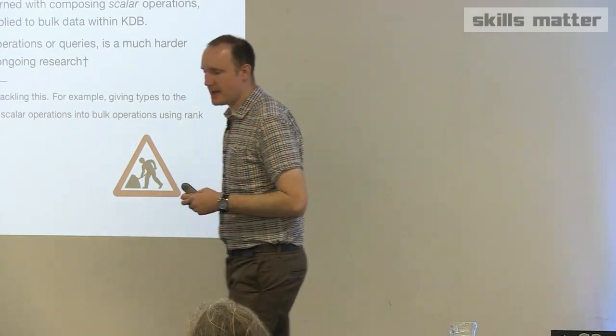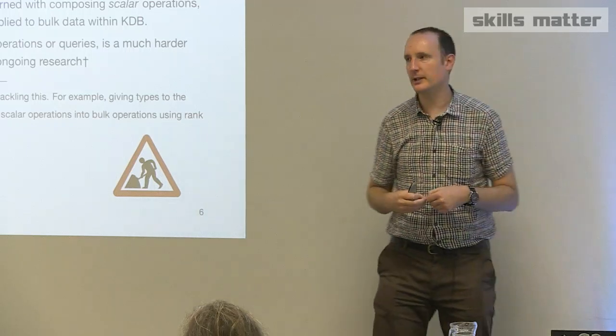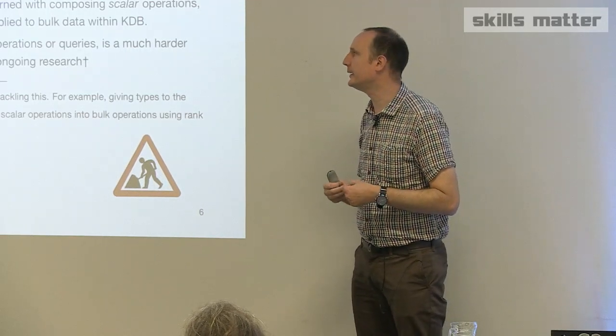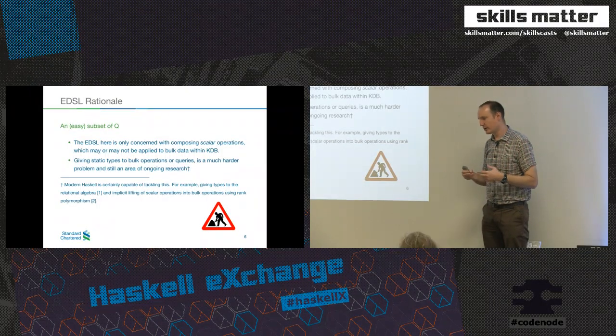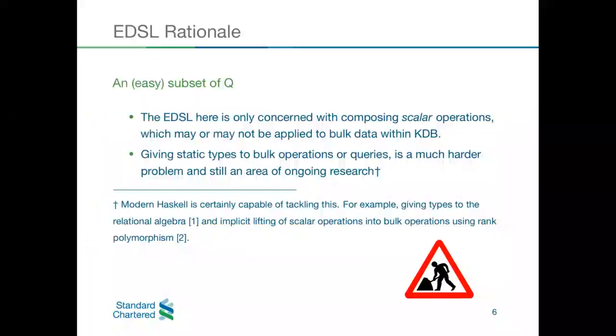And this may disappoint some people. A lot of people that know Q got very excited in the bank when I said I'd done a DSL in Haskell for Q, because they were thinking of the query side of Q and the bulk operations, and that's not the problem that I was solving here. So if you think about fold LF, I'm doing a DSL to implement the function that the bulk operator takes. I wasn't concerned about giving types to bulk operations or queries, which is a much harder problem.